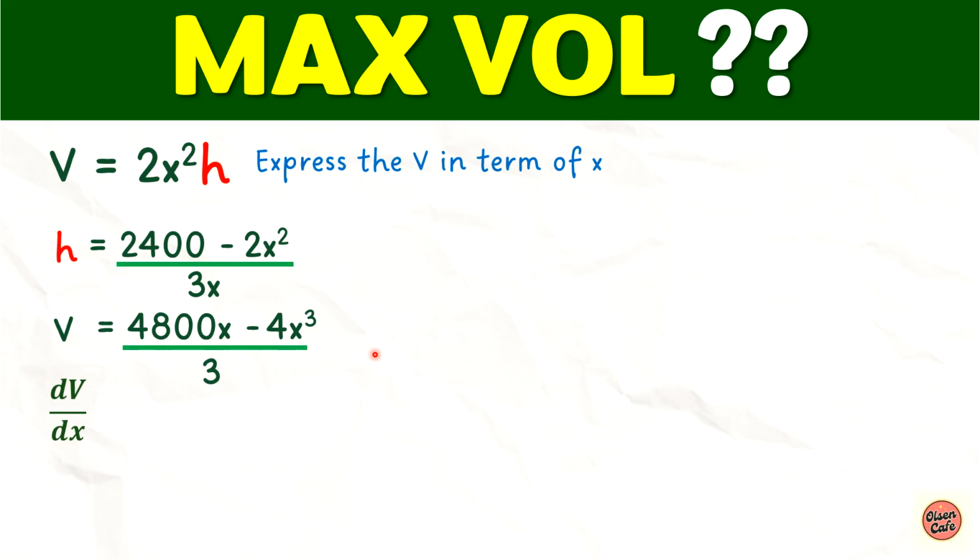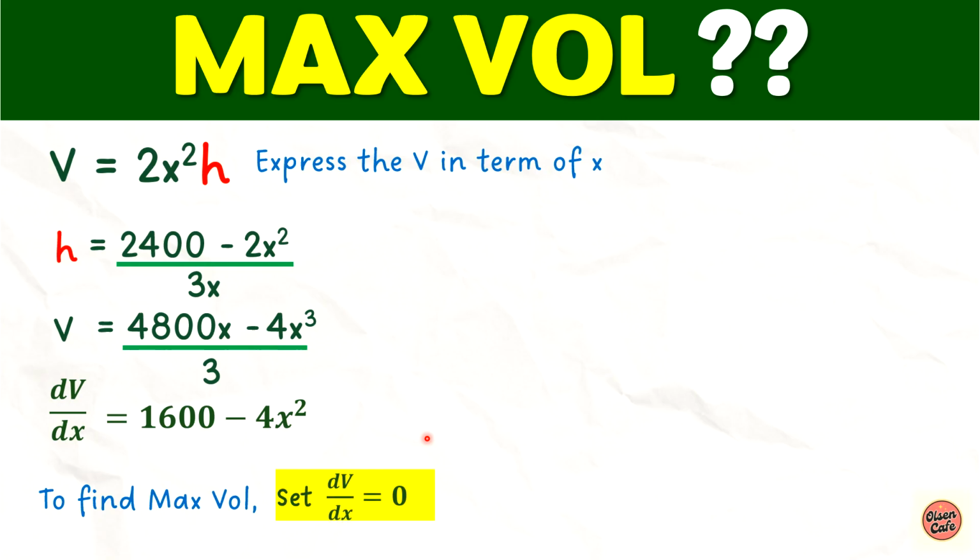You can simply leave the fraction like this, or you can split it into two fractions so that you can differentiate easily. So I will get 1,600 minus 4x squared. Now we also have learned in the earlier unit that to find the maximum volume, which is the turning point, all we need to do is set dV/dx equals 0. And what we have here is 1,600 minus 4x squared equals 0. And this is a simple equation that I can easily solve for x, which equals 20.